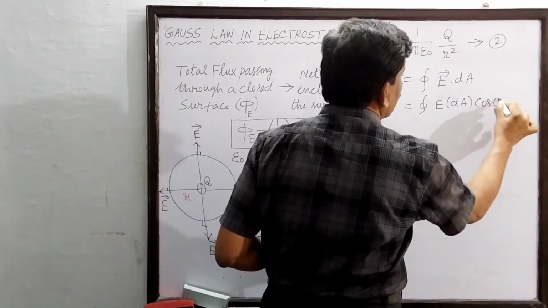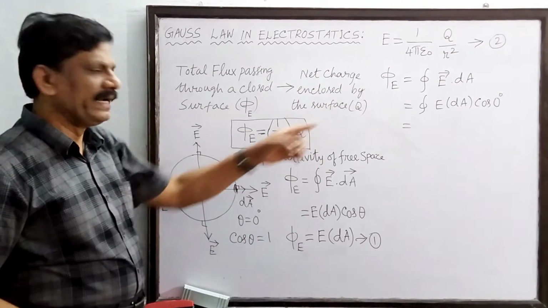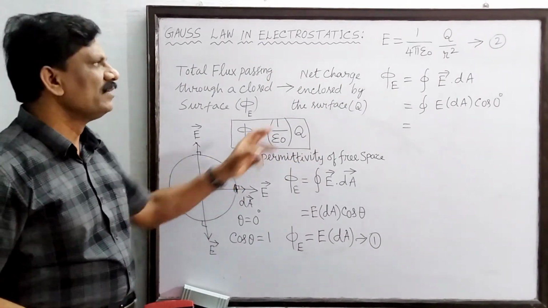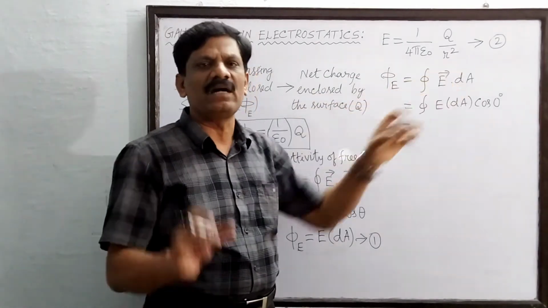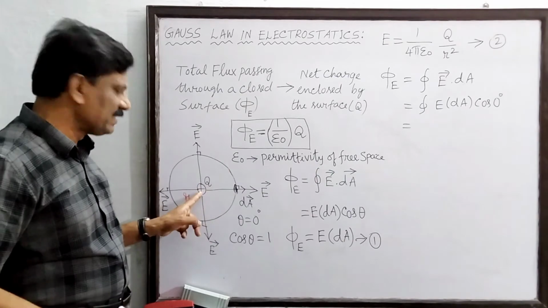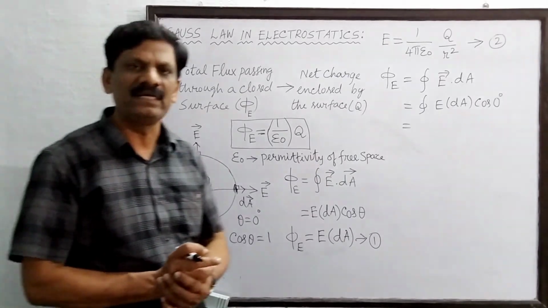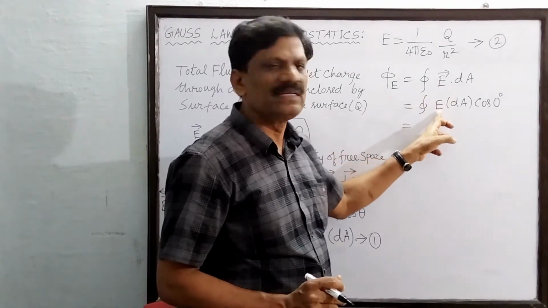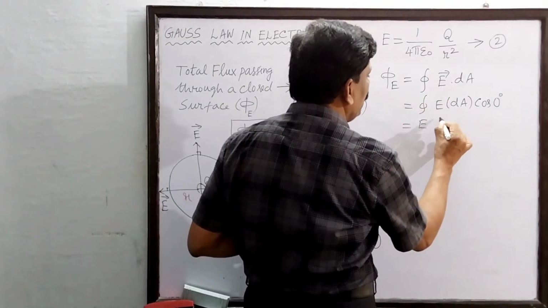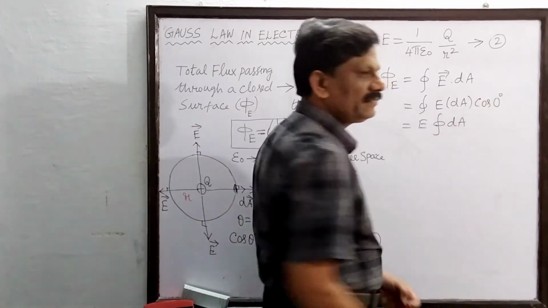Now you will see that the magnitude of the electric field E will be the same at all points, because it is inversely proportional to r square, and r is the distance of all the points on the sphere from the center. All points on the sphere are equidistant from the center. Therefore, here E is a constant, and I will take it out of the integral. So this is equal to E times the closed integral of dA.